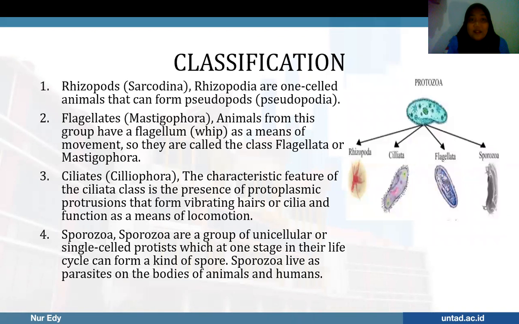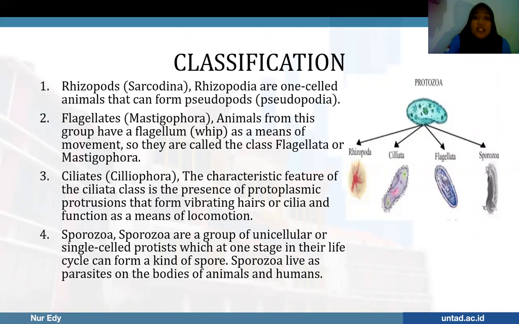The next is classification of protozoa. The first is rhizopods or Sarcodina. Rhizopods are one-celled animals that can form pseudopods or pseudopodia. And the second is flagellates or Mastigophora. Animals from this group have a flagellum or whip as a means of movement, so they are called the class flagellate or Mastigophora. And the third is ciliates or Ciliophora.